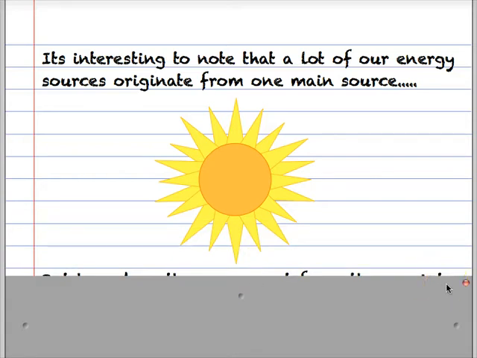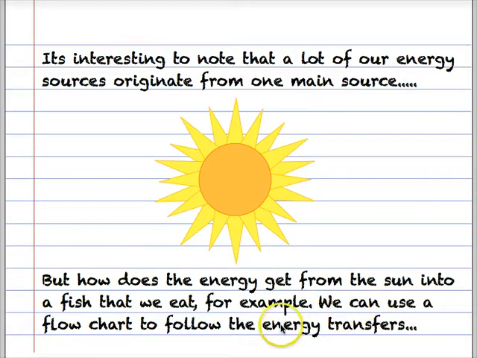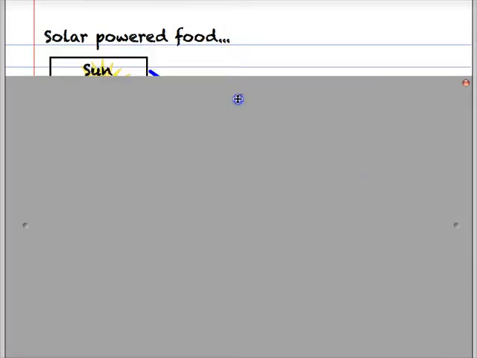Food from the sun, coal from the sun, natural gas from the sun, wind power from the sun, hydroelectric power from the sun as well. But how does the energy get from the sun into a fish, for example, that we eat? And we can use a flowchart to follow these energy transfers. So, solar-powered food. Let's have a look.